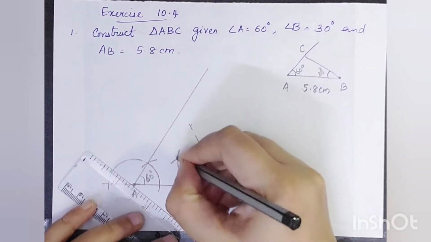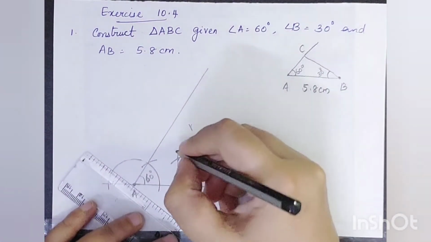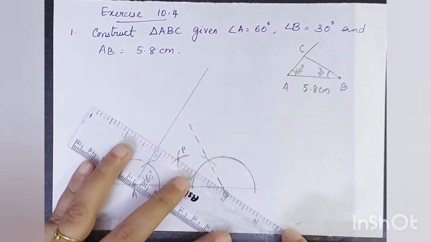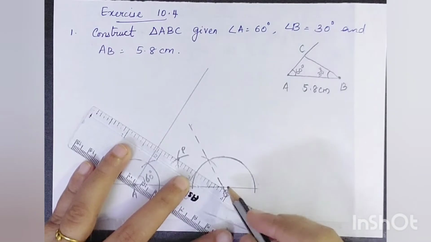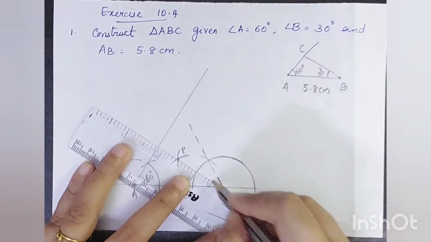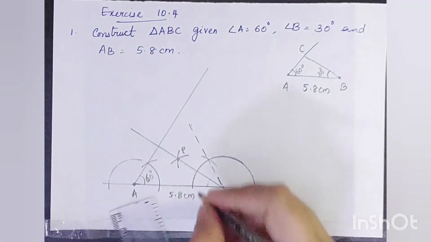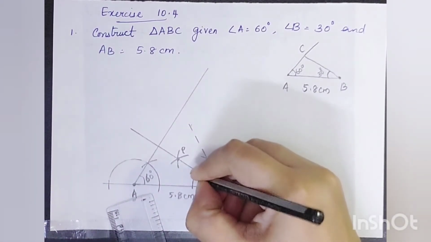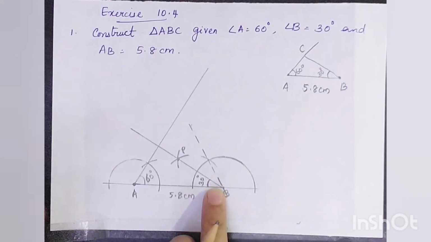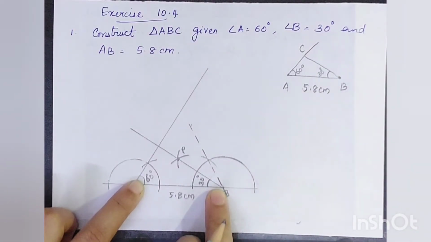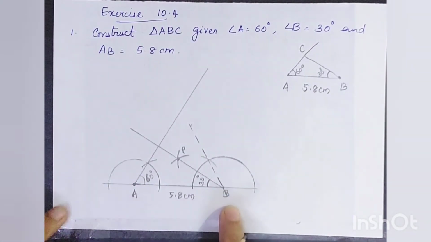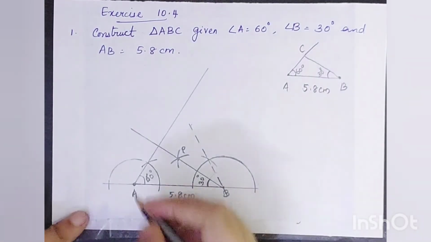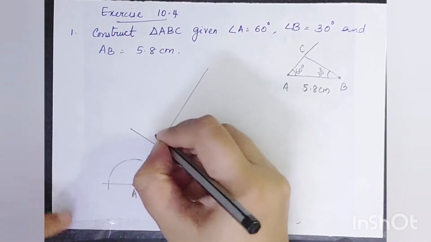Now we got a point here, correct? Let that point be P. Now join B and P. This angle is equivalent to 30 degrees. Now we have got a 30 degree angle, a 60 degree angle, and a line with length 5.8 centimeter. This is our triangle, and this is our point C.